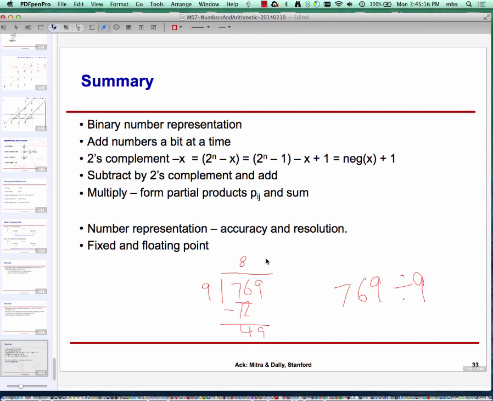Anyway, so we're going to stop here. I don't think I have any more slides on this one, do I? Yep. So we are going to start on sequential logic.